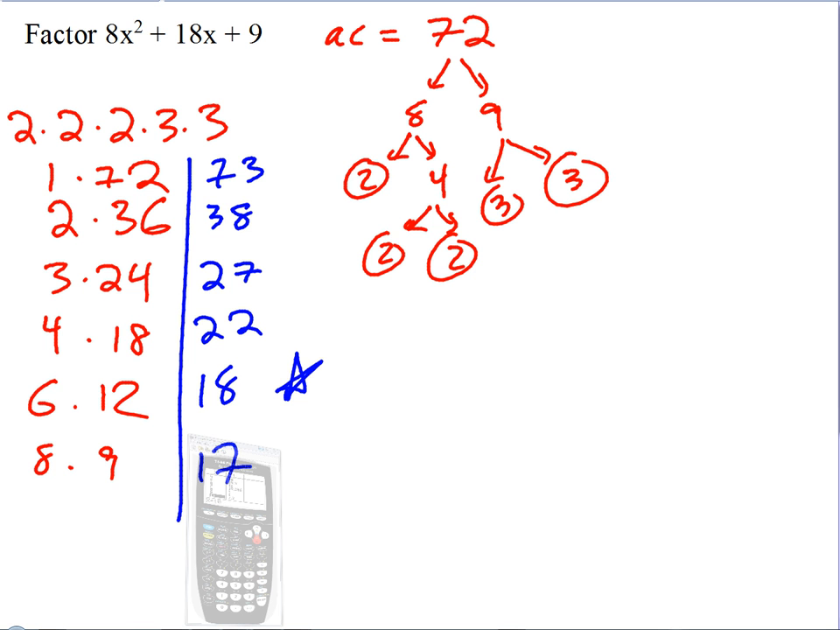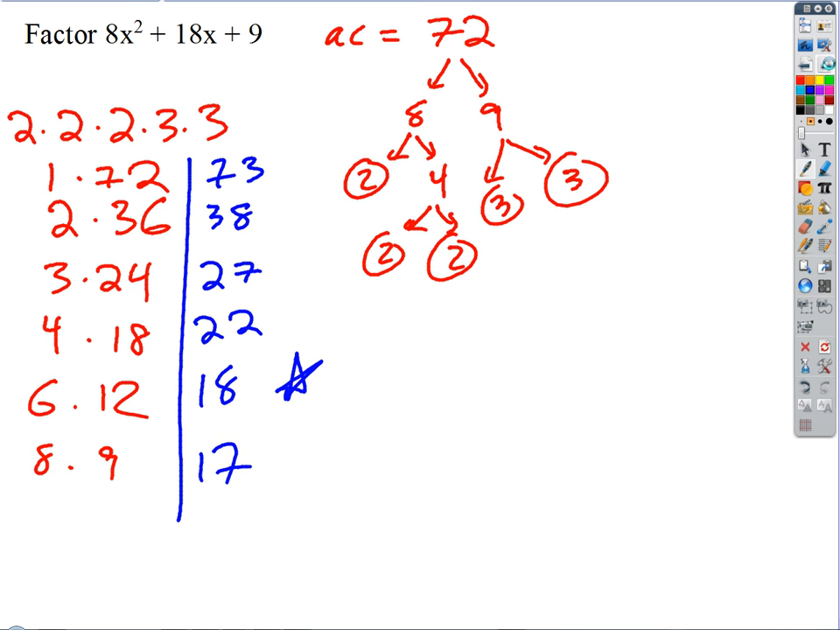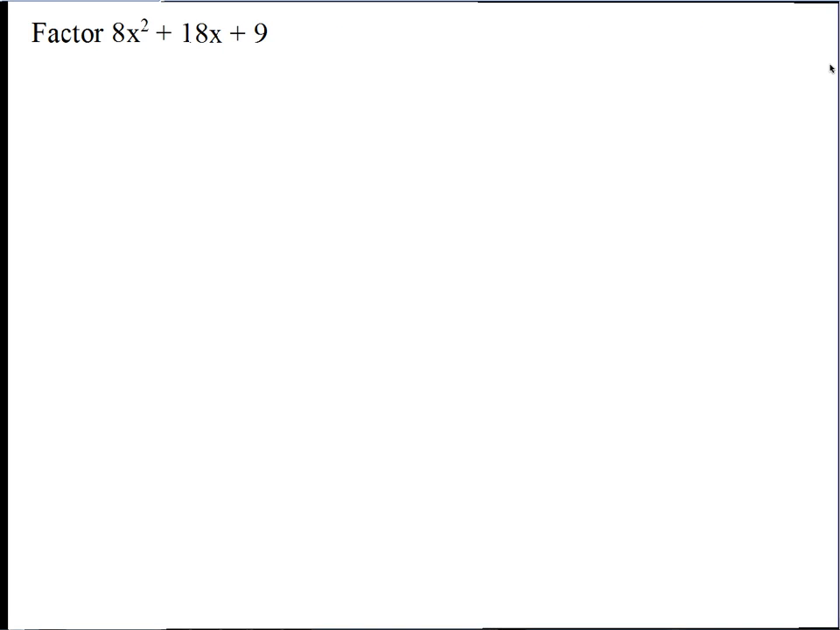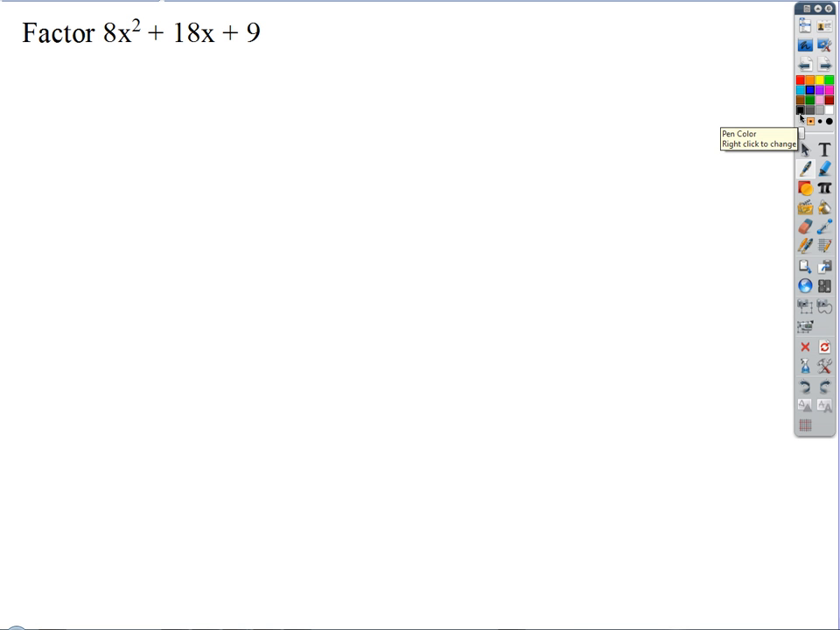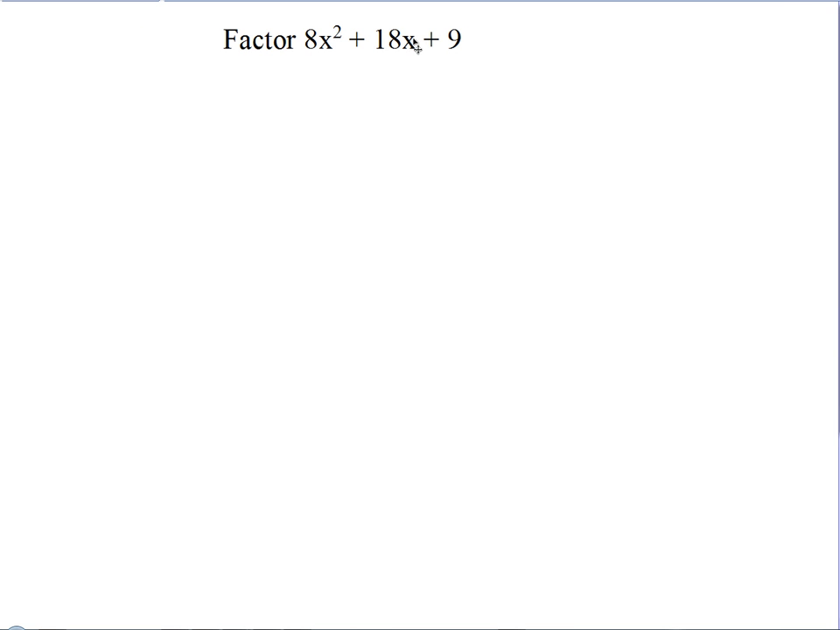Okay, so now let's do the problem. Now we know that 6 and 12 were the winners, right? Those were the numbers that multiplied to AC and added to B. So now let's split this thing up, right? We're going to take that middle term and split that apart.